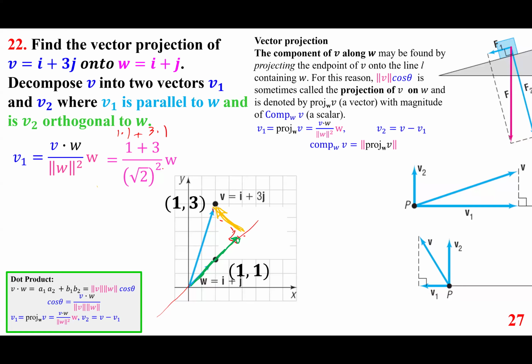And of course, square root of 2 squared is 2. So you get 4 over 2, which is 2, 2 times W. And replace it, you get 2i plus 2j, or 2 times (i plus j), either way.